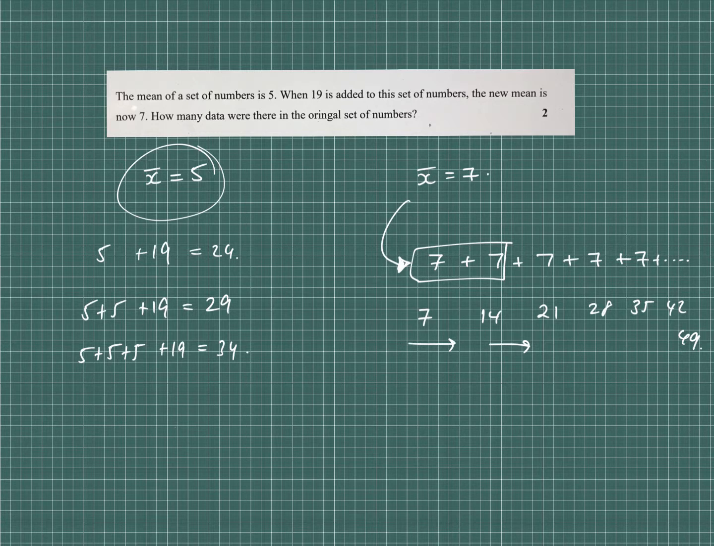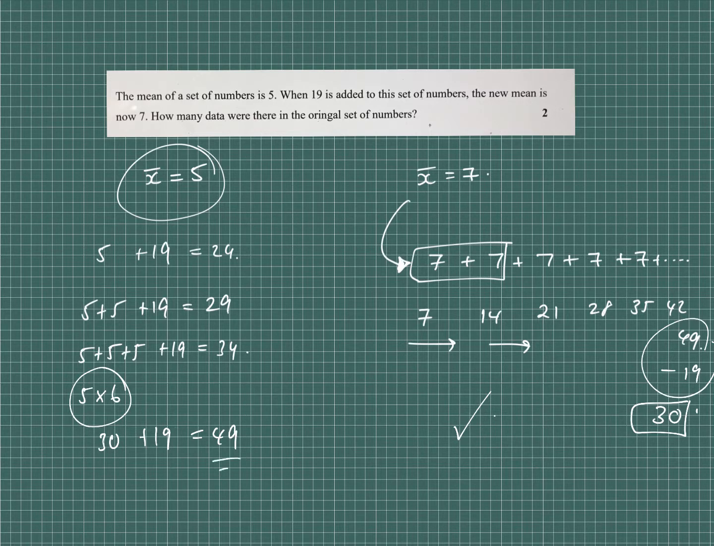Now you can keep on doing this, or you can work opposite. You can take away numbers. Like for example, I can take away the 19 to see what happens. Now, what's 49 take away 19? Well, you might say it's 30. And 30 is a multiple of 5, which means if I did 6 lots of 5 as a mean, I get 30. If I add on 19 to it, I get the 49, which when I divide it by 7 numbers, because 6 plus 1 is 7 numbers, we get a mean of 7.